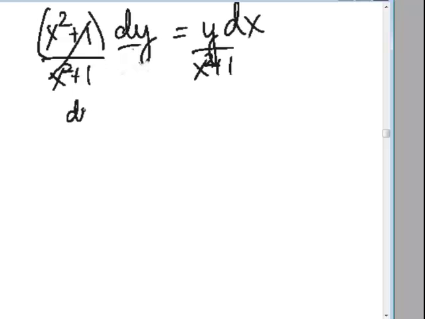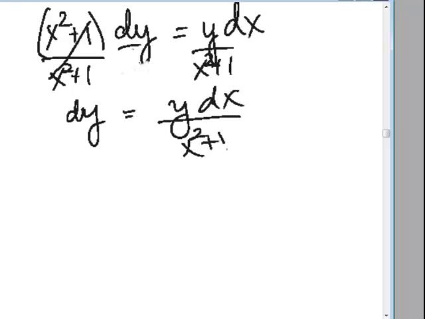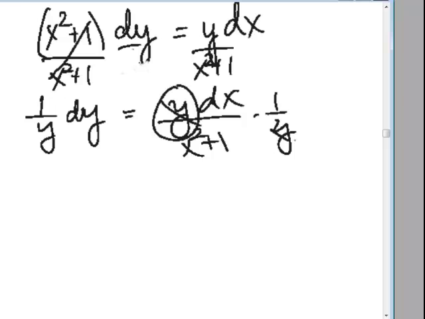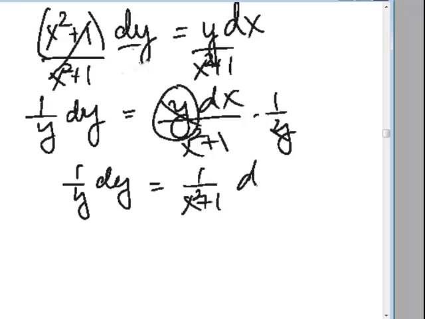So here on this side we're left with just dy, and on this side we have y dx over x squared plus 1. We're almost there. We got to get this y right here on the other side, so we can multiply by the reciprocal, divide by y, however you want to call it. It cancels on this side, and then we're left with 1 over y dy equals 1 over x squared plus 1 dx. So at this point we have all the variables on their respective sides.